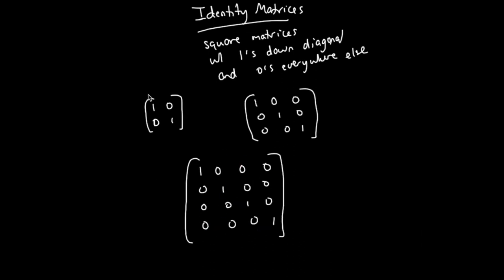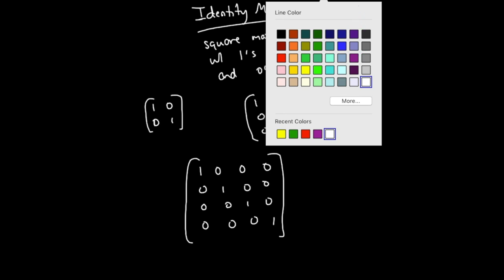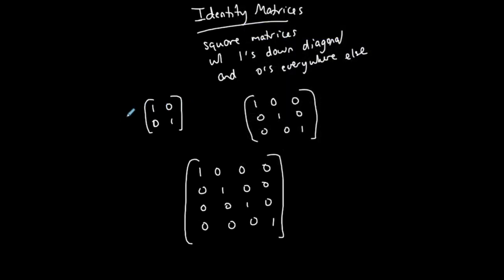So the notation that we use to represent an identity matrix: I2 is the identity matrix for a 2x2. I3 is the identity matrix for a 3x3. I4 is the identity matrix for a 4x4. IN is the identity matrix for an N by N matrix. Obviously, again, they're all square matrices. So this would have N rows, N columns, ones down the diagonal, zeros everywhere else. So I5 is a 5x5 matrix, and it's an identity, and so on and so forth.